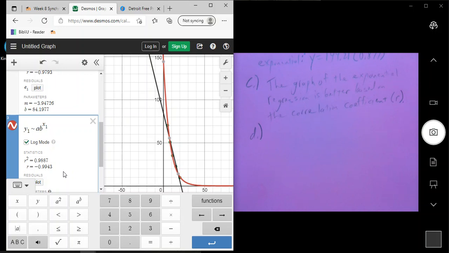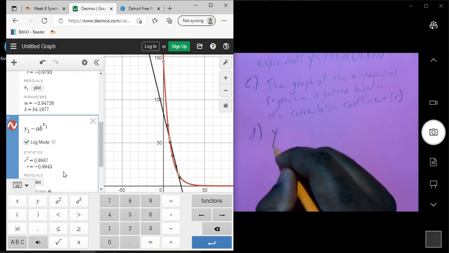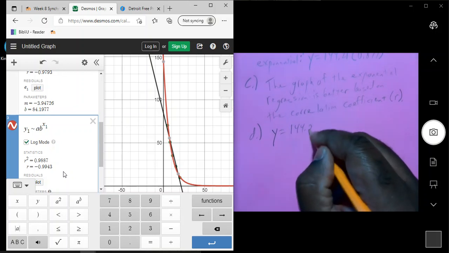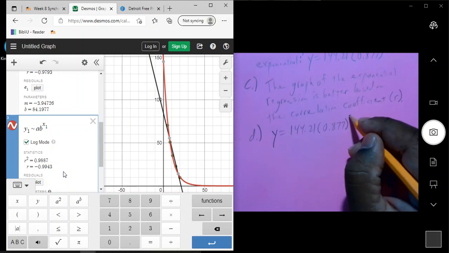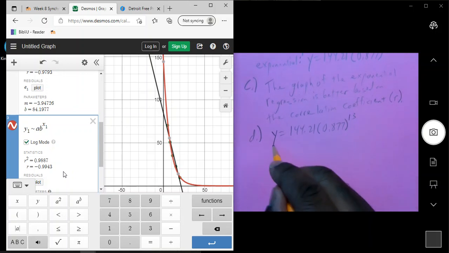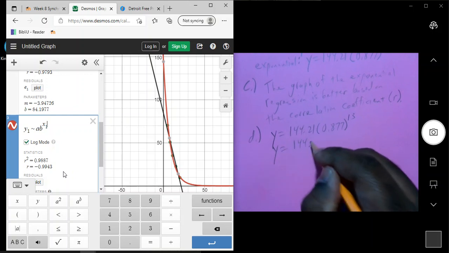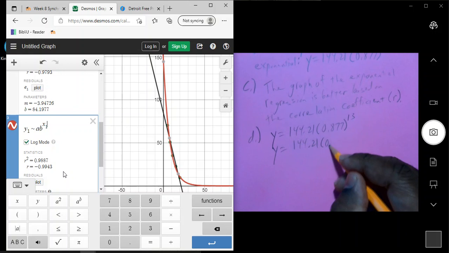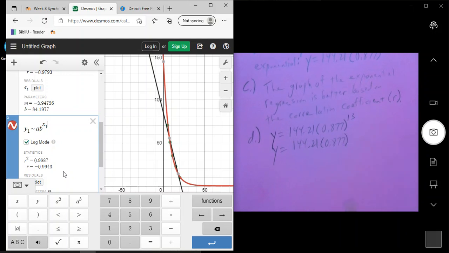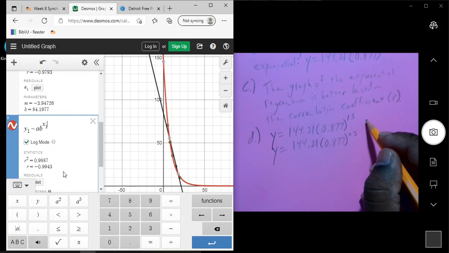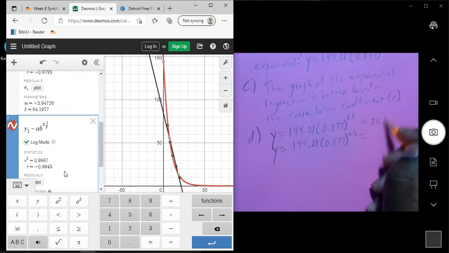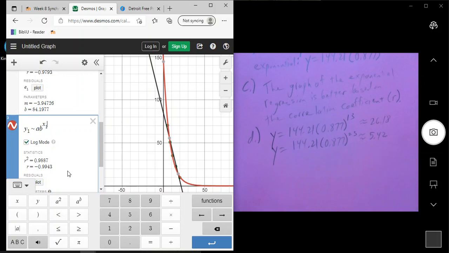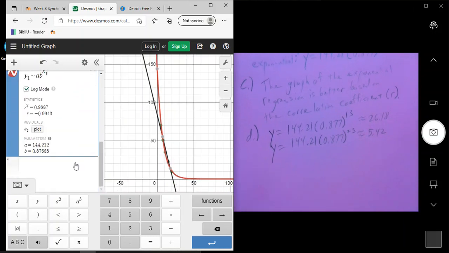Okay, so we will have y is equal to 144.21 times 0.877, and they say x is 13, so that'll be taken to the 13th power. Then y is equal to 144.21 times 0.877, and then you would take x to the 25th power. When you put these in your calculator, you're going to get 26.18 for the first one, and then you will get 5.42 for the second. That's when you put in those equations.